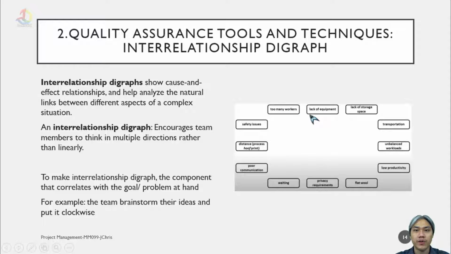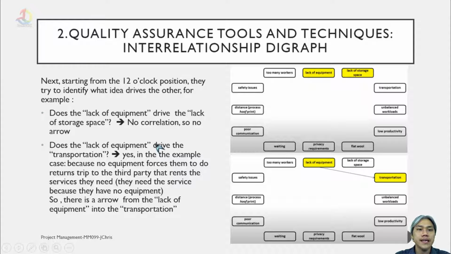You can use paper or other digital techniques. Put the ideas clockwise. Say one person says, we have too many workers. Another says, we have a lack of equipment. Others might say lack of storage, problems with transportation, unbalanced workload, low productivity, and so on. We just list them clockwise. Then, starting from the 12 o'clock position, we try to identify what idea drives the other.